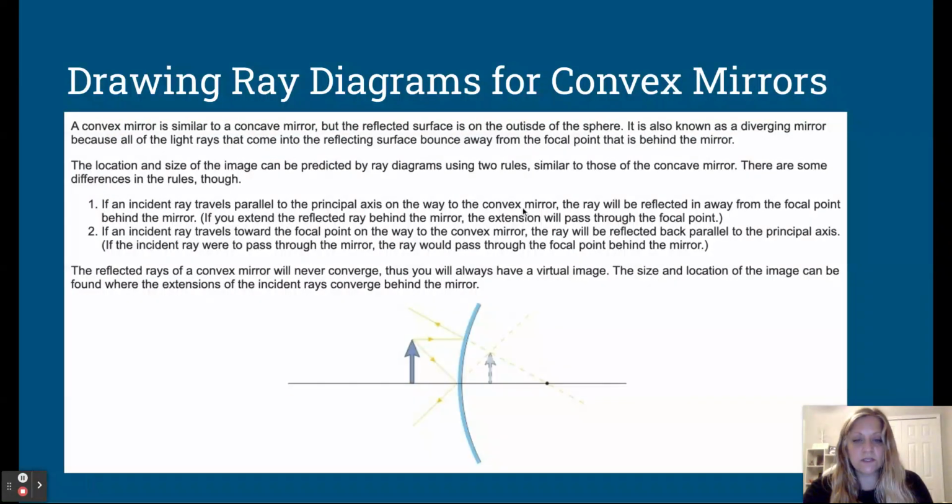Then we're going to do something similar for the convex mirror. Since these are on opposite sides of the mirror, we know that these are virtual and upright. Again, we always start at the object. We draw the ray parallel to the principal axis. It hits the mirror, and it's going to extend away from the focal point. Then we have this one coming down at an angle. It's going to hit the mirror and go back. Then we trace the rays through the mirror, and they go through the focal point. Where these cross is where the image should be.